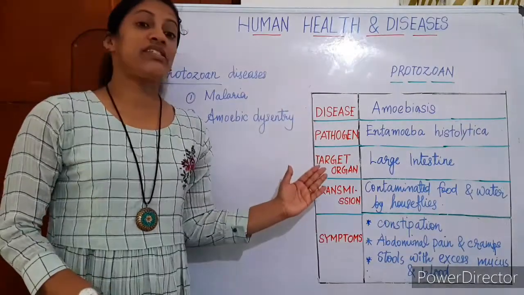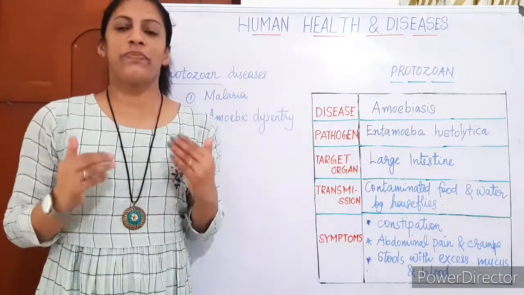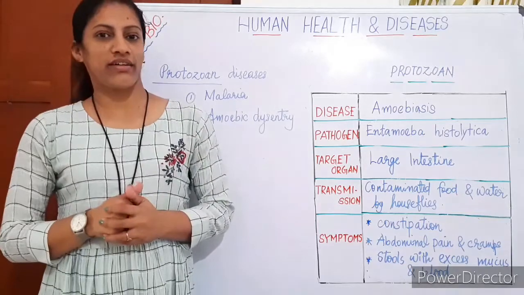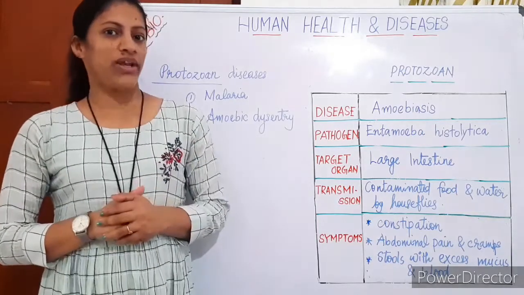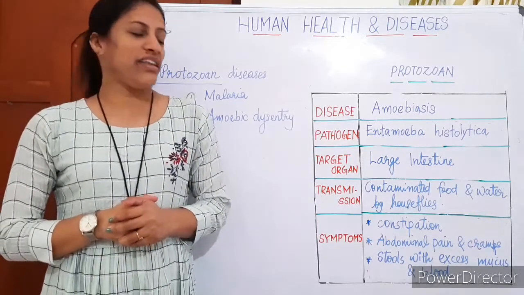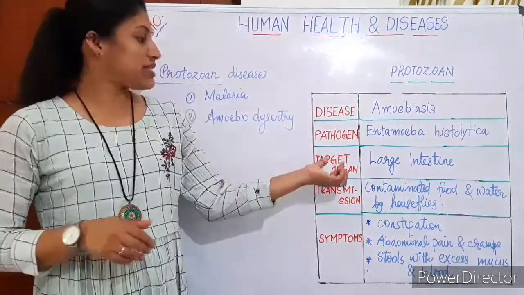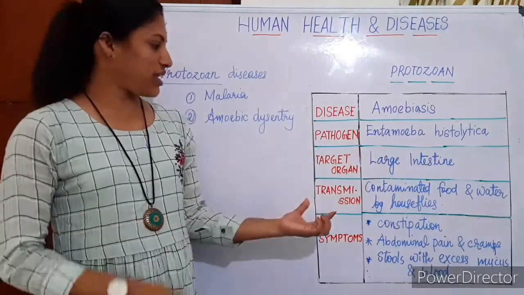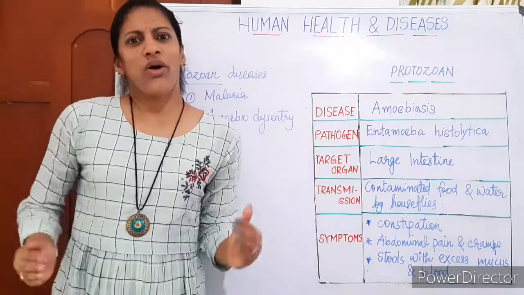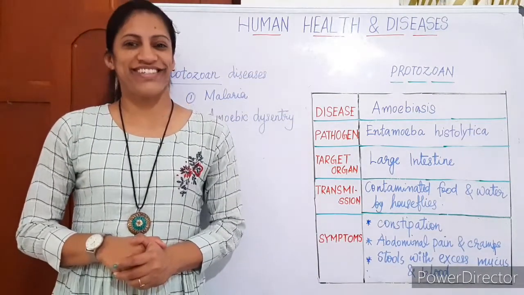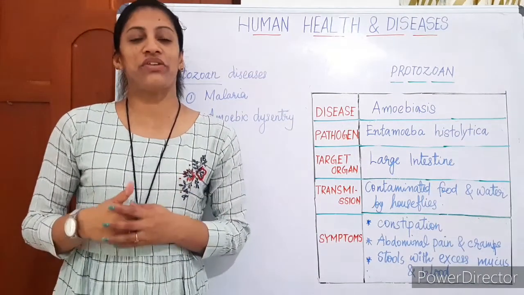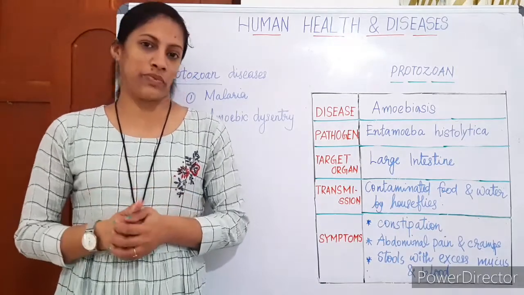Then its target organ, where this parasite attacks. This unicellular pathogen, Entamoeba, inhabits the large intestine. Its target organ is the large intestine. Then transmission, how it reaches the large intestine. What is the mode of transmission from an infected person to another person?